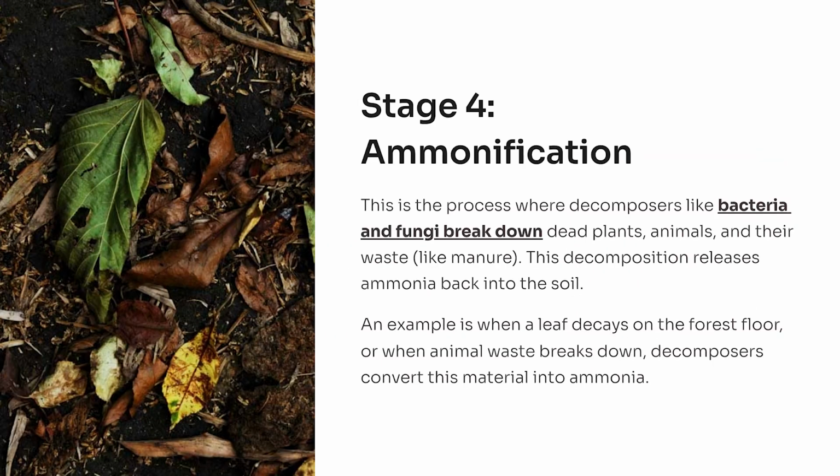Now let's look at stage 4, ammonification. This stage happens when plants and animals die, or when animals produce waste like manure. Tiny organisms in the soil called decomposers, mainly bacteria and fungi, start to do their work. These decomposers break down the dead plants, dead animals, and waste materials. As they do this, they release ammonia back into the soil.